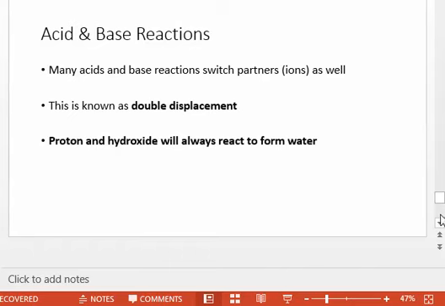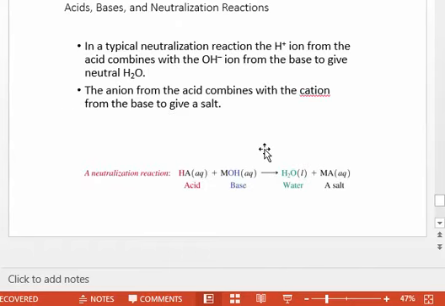form a water molecule. In a typical neutralization reaction, the proton cation from the acid combines with the hydroxide anion from the base to form a molecule of water. And the anion from the acid and cation from the base will form the ionic compound or salt. So let's look at an example of this.